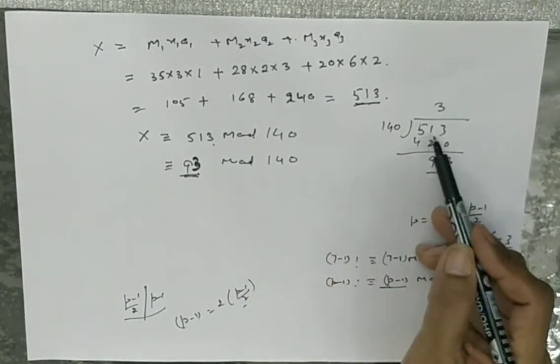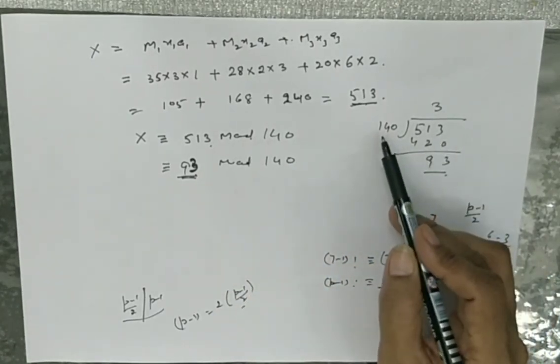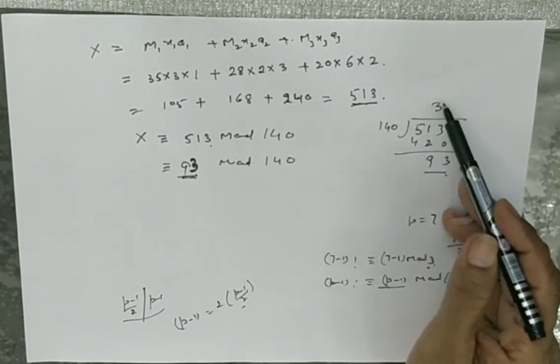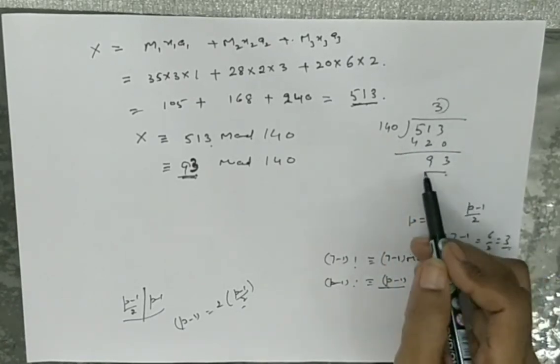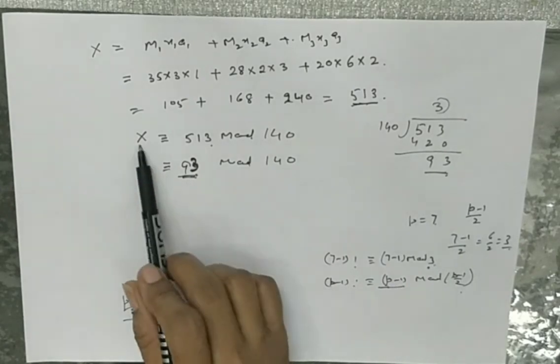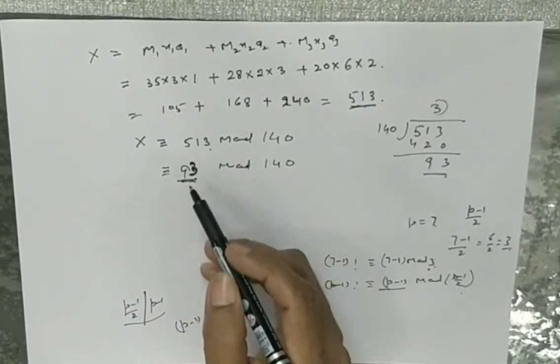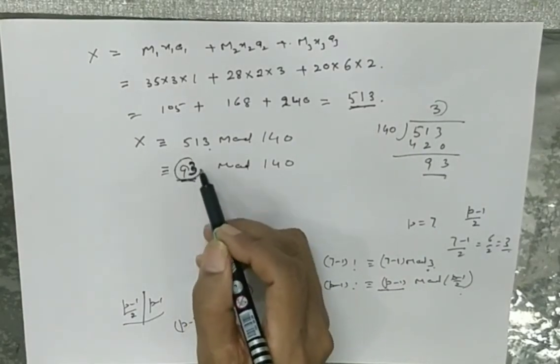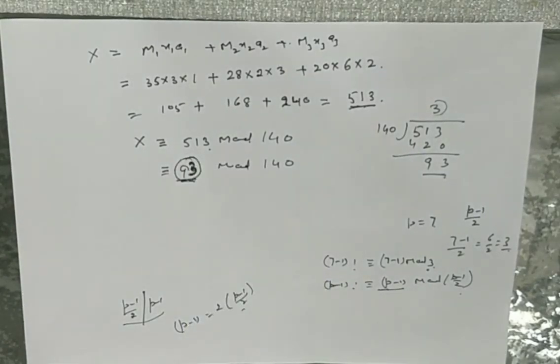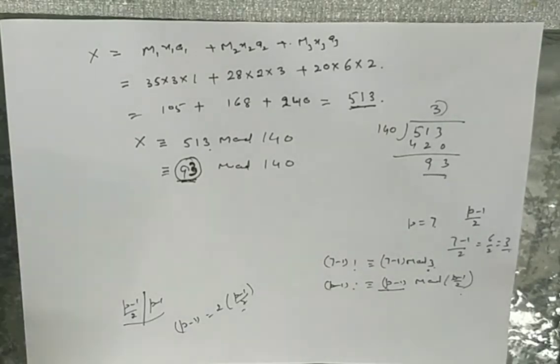So dividing 513 by 140, we get 3 as the quotient and the remainder is 93. So we can say x is congruent to 93 modulo 140. Thus we get the number 93, which when divided by 4 will give the remainder 1, divided by 5 will give the remainder 3, and divided by 7 will give the remainder 2. Thank you.